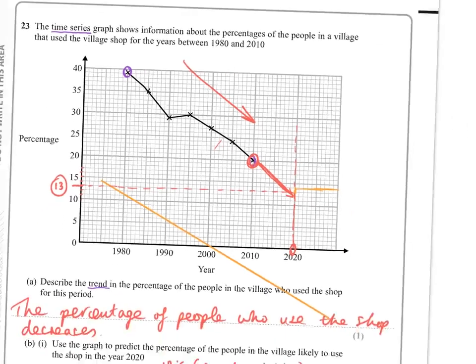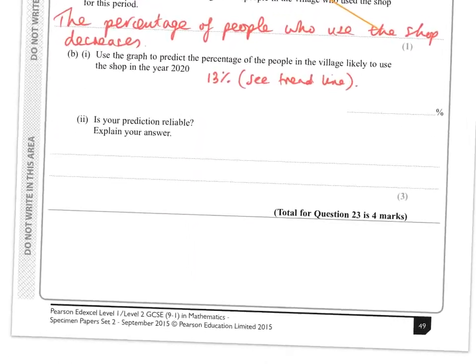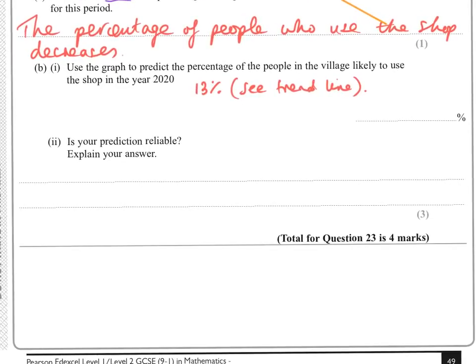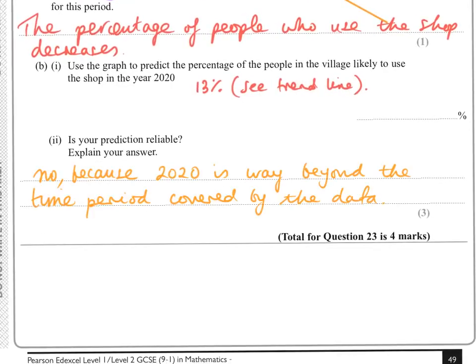So I'm going to write that down, and hopefully that's going to be all the marks here. So let me write that first. So no, because 2020 is way beyond the time period covered by the data, and you might not need to mention this word here and just cut that out. Okay, so let's have a look at the next question.